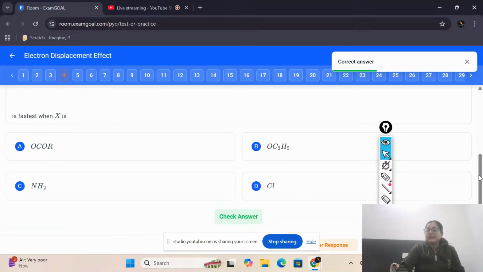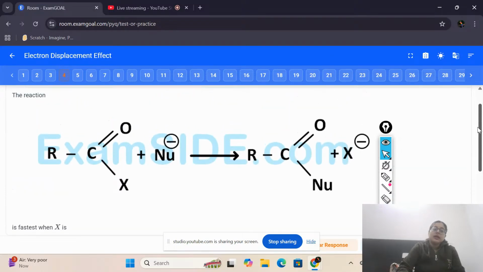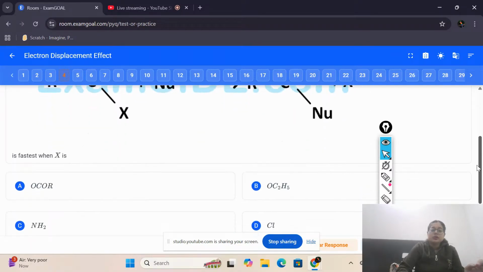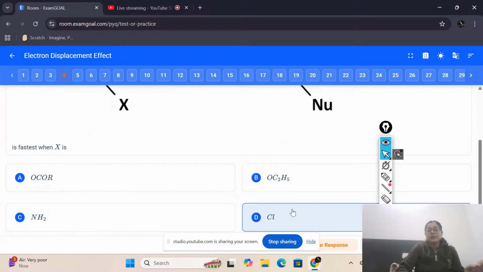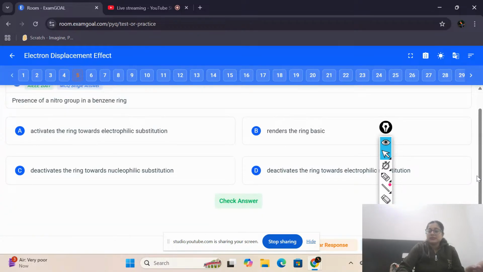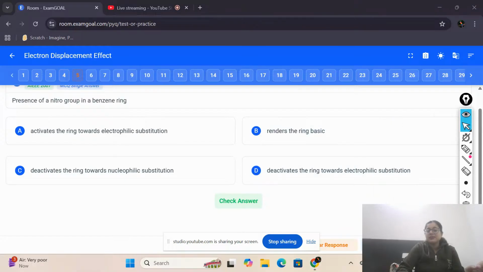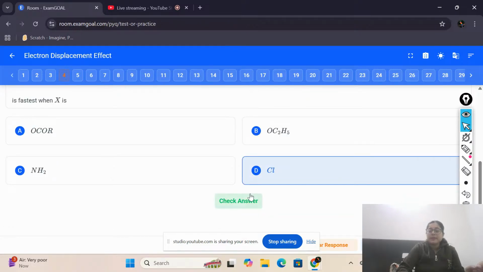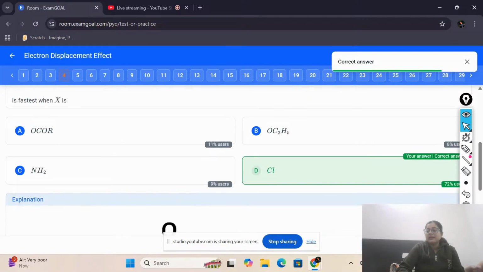Coming to the next. In the same reaction, when the nucleophile attacks the carbon, this X needs to be removed. Again, X must be a good leaving group. Among these, the good leaving group is again chlorine. So this is correct.